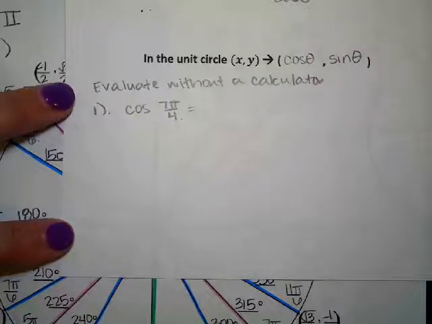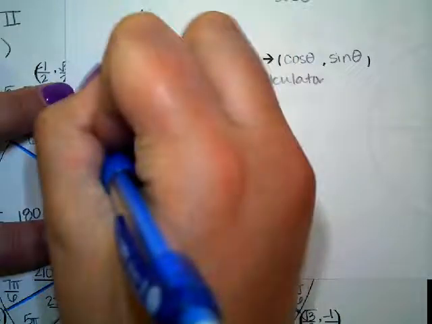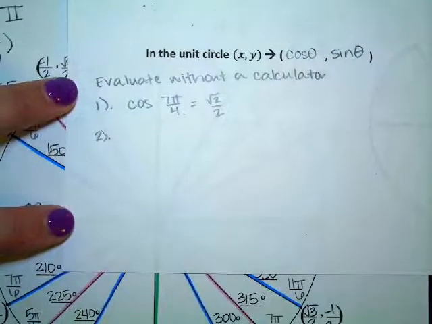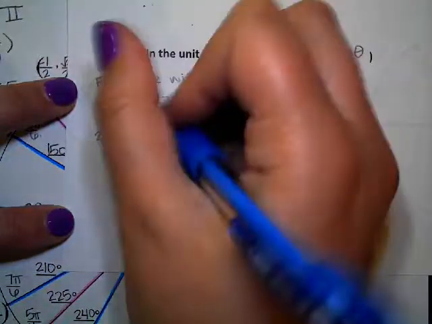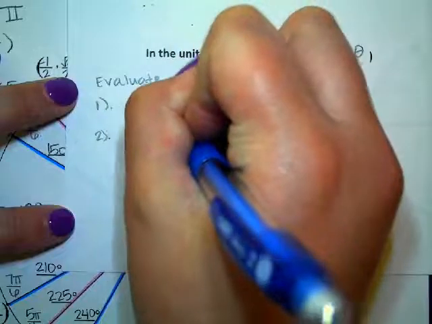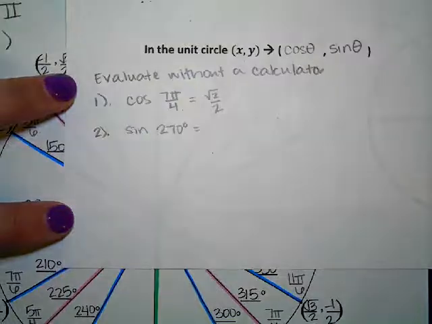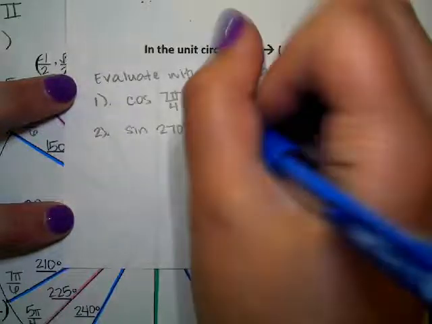Number 2. We're going to do sine of 270 degrees. Sine of 270 degrees. So find 270 degrees. Are you looking at the x-coordinate or the y-coordinate? The y-coordinate. And the y-coordinate is -1, so the answer is -1. Okay.